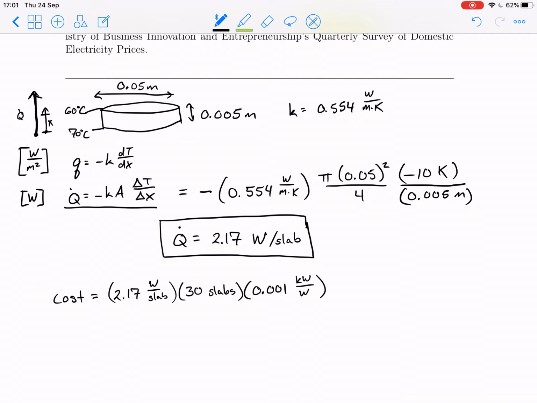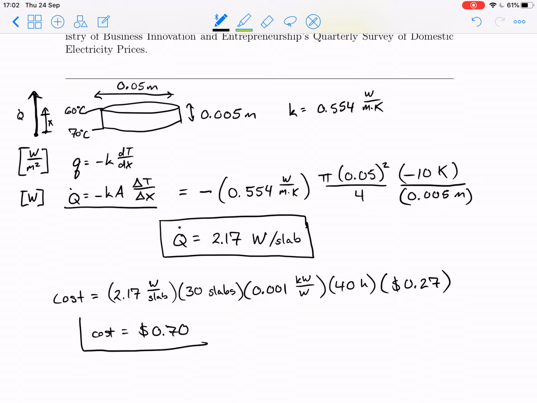Now we need units of energy, so we multiply by time, 40 hours. That's kilowatt hours. And finally, we multiply by the price per kilowatt hour, which is 0.27 New Zealand dollars. And that gives us a total cost of 70 cents. Not very expensive to run this potato tray all week long.